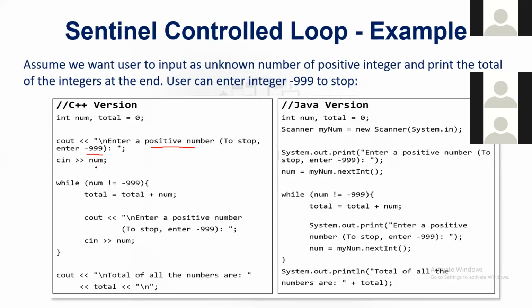So when the user enters the value, as long as it is not negative 999, which means this is a true condition, then it will keep continuing to loop. But once the user enters negative 999, this will become false, so it will stop. You have to understand that in this sentinel control, you just ask the user to key in the value just to stop it. That's all, just to make the condition false.